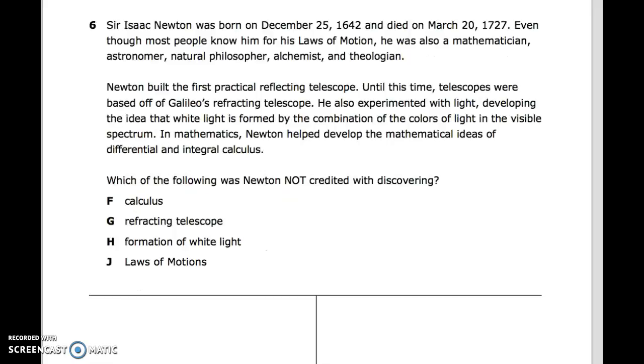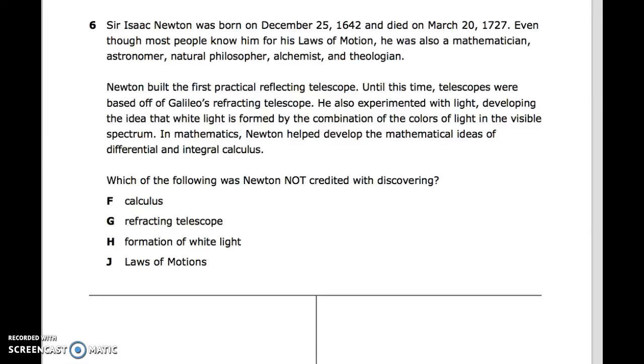Number 6. Sir Isaac Newton was born on December 25, 1642, and died on March 20, 1727. Even though most people know him for his laws of motion, he was also a mathematician, astronomer, natural philosopher, alchemist, and theologian. Newton built the first practical reflecting telescope. Until this time, telescopes were based off of Galileo's refracting telescope. He also experimented with light, developing the idea that white light is formed by the combination of the colors of light in the visible spectrum.